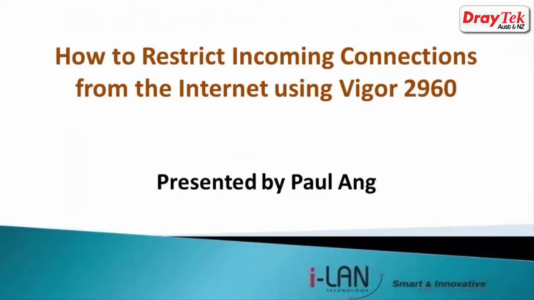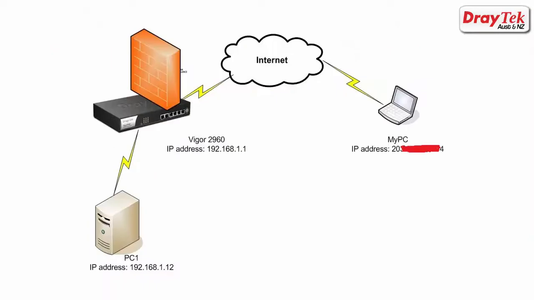In this video, we are going to show you how to restrict incoming connections from the internet using Vigor2960. As you can see in the network diagram, only my PC can access PC1 remotely using RDP.